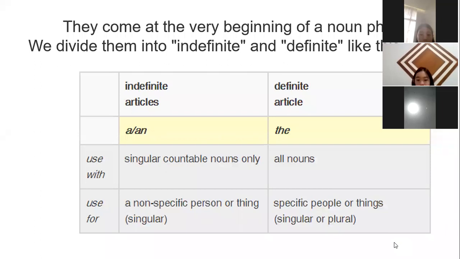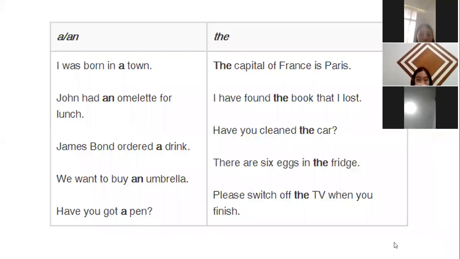We use indefinite articles with singular countable nouns only. Okay? We use the definite article with all nouns, may it be countable, uncountable, singular, or plural. And then we use indefinite articles to refer to something that is not specific. In contrast, definite articles are used with something that is specific. Okay, so here are some of the examples.